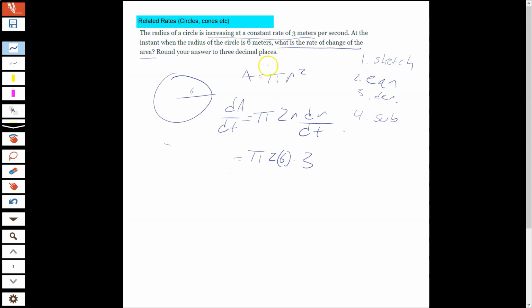And then we just do the math. And since it says to round our answer to 3 decimal places, we're going to type this into our calculator and we're going to give it decimal. We could also leave it in terms of pi though if it asks for that, right? And what we get, if I just type this into my calculator just like I have it, I get 113.097 meters squared per second.